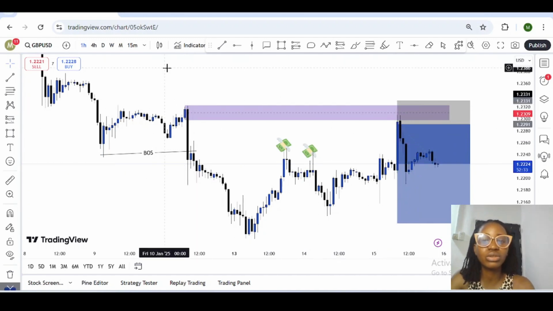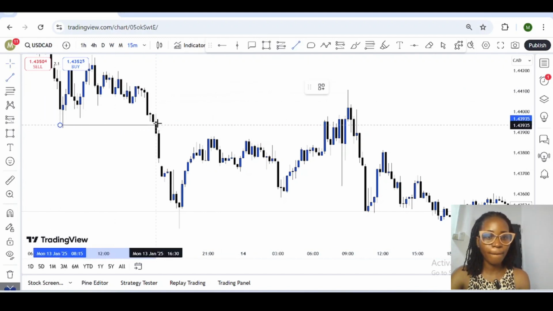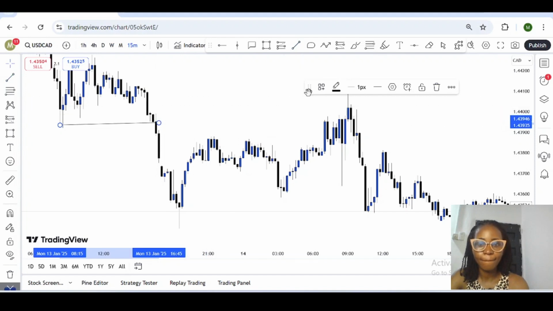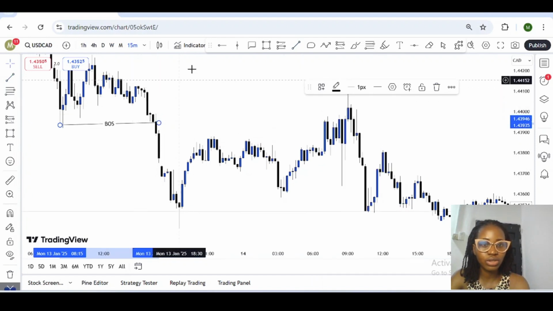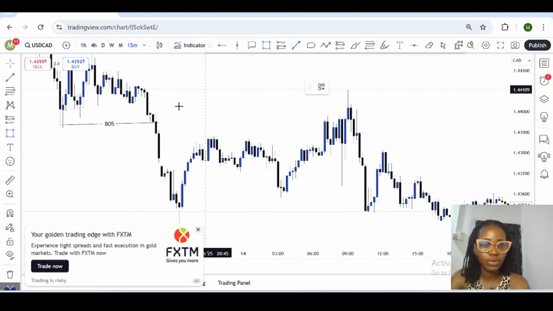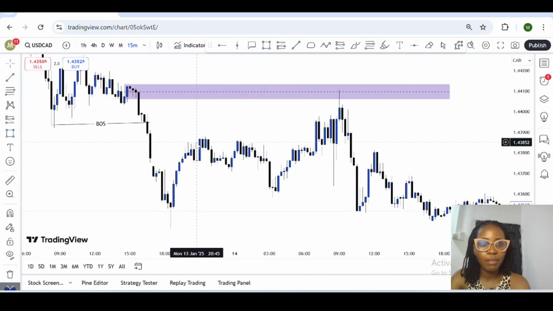Okay, now let's go to another chart. Okay guys, let's look at this one here. First, we have a break of structure here. And this is the origin that caused this break of structure. This one here. But before price got to this point, look at what price did. Price engineered liquidity by creating an equal high here, which can also be called a double top, right?